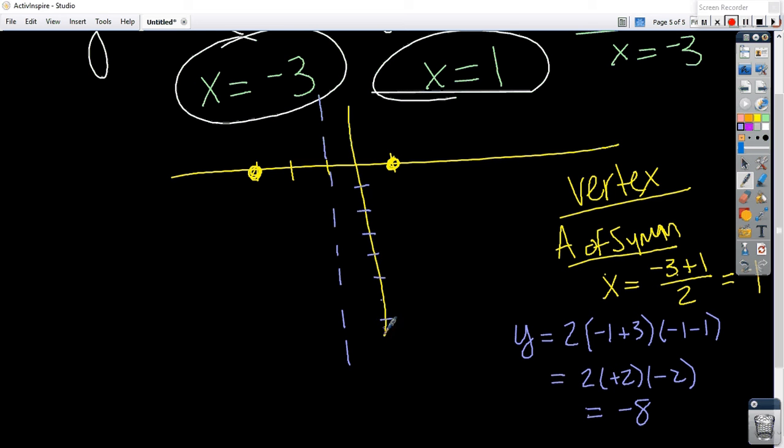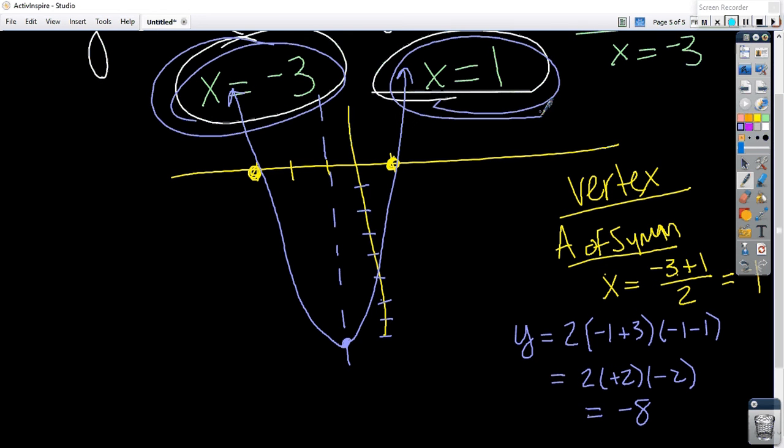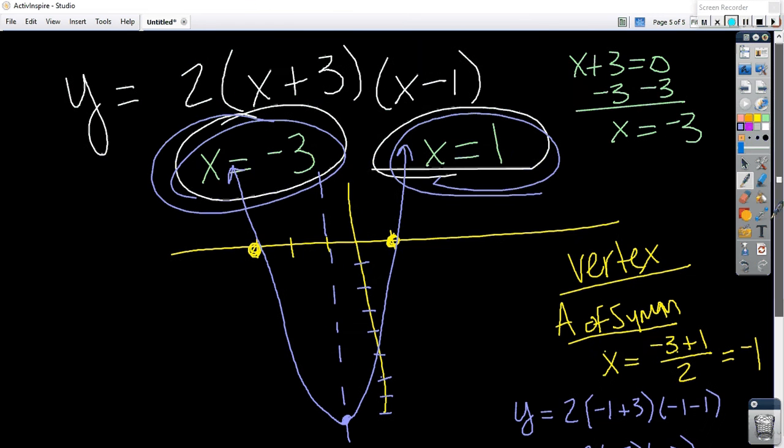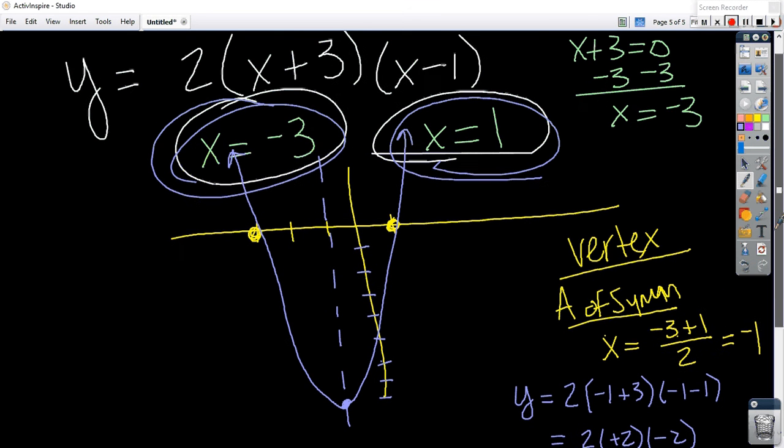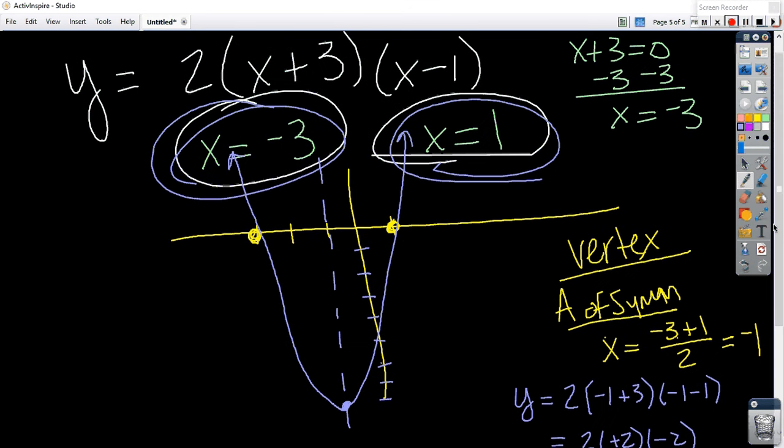I have enough points because I have a vertex and I have at least 1 point on either side of the vertex, and that is all I need to connect to make my parabola. Those are coming from the original equation. That's coming from these 2 numbers. Which -1 in front? Right here? Yes, that's where I just plugged in for this x.